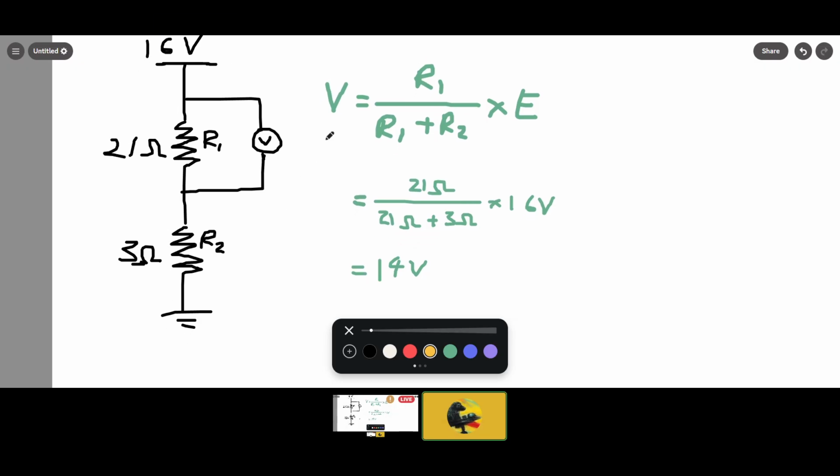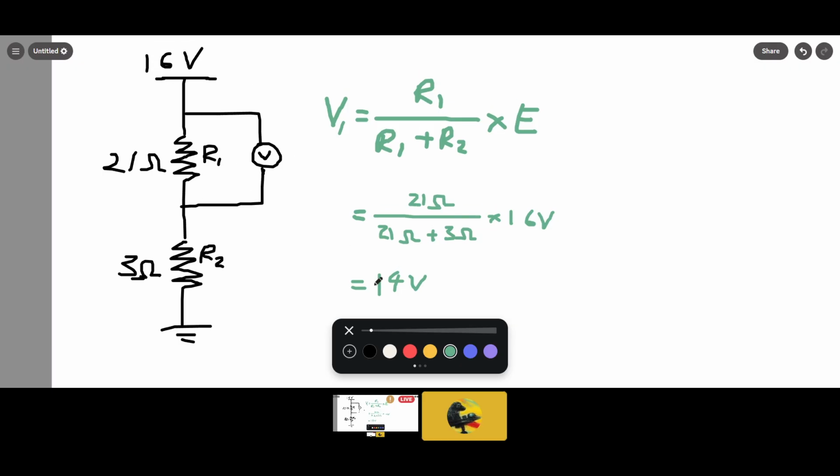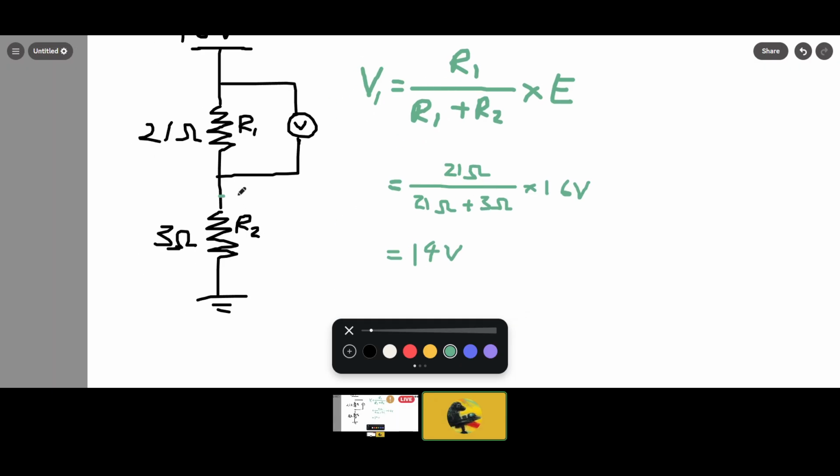So this is the output across the R1 resistor. Now you may pause the video to try and find the voltage across the R2 resistor. I'm just making up this question on the fly right now. You could say that's silly because it's obviously 2 volts, because you can just subtract, but just assume you don't know this.